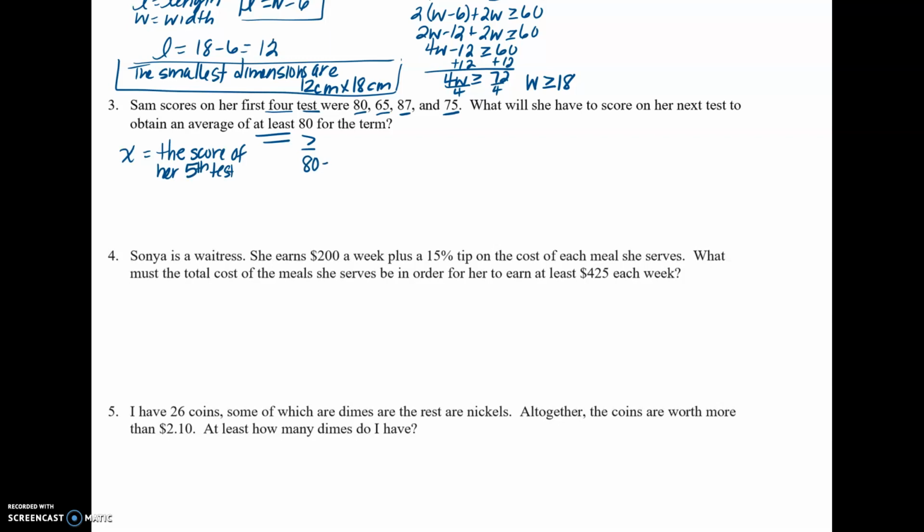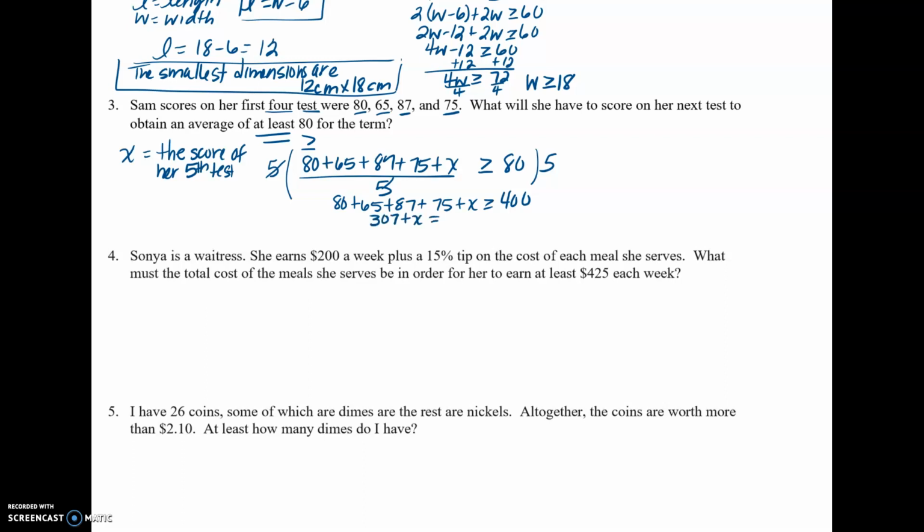So we have 80 plus 65 plus 87 plus 75 plus we don't know the fifth score, all over how many tests? 5. At least an 80%. Okay, I'm going to get rid of the fraction. I'm going to multiply through both sides by 5, and then I'm going to get 80 plus 65 plus 87 plus 75 plus X is greater than or equal to 400. When I combine and add up everything, I get 307 plus X is greater than or equal to 400.